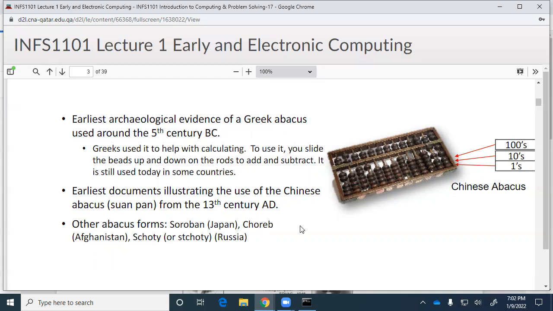Have you ever seen anybody using one of these? People who know how to use it can do it really, really quickly. They can do all kinds of calculations just amazingly fast. They're just pushing things up and down. They're doing multiplication, division, that kind of stuff. So that was kind of a neat invention.